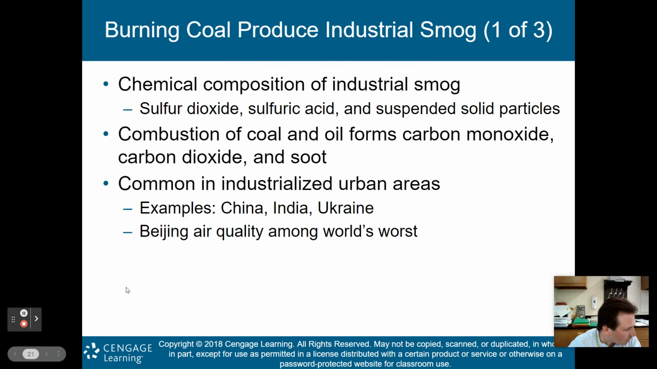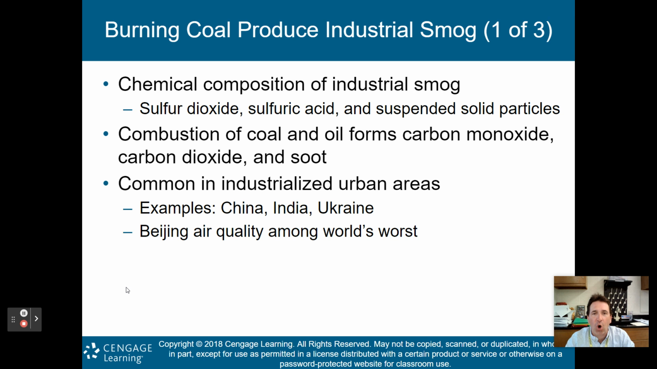All right, coal. So we're going to talk about industrial smog, then we'll talk about photochemical smog. When it comes to industrial smog, burning coal is the main cause of that. All right. Unfortunately, coal, as we spoke about in a previous chapter, while it is a very high net energy yield way to get energy, it's the dirtiest around, right? So not only do you have sulfur dioxide and sulfuric acid, you have suspended solid particles that make up this industrial smog. So you can imagine it's not good to breathe.